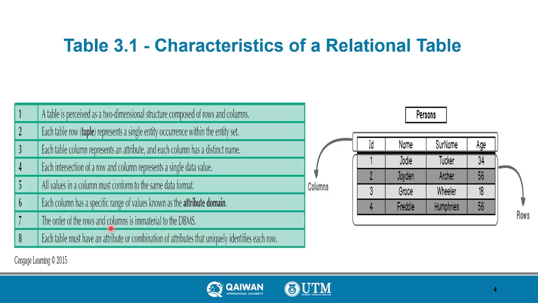And the order of rows and columns is irrelevant to the DBMS. No problem if the ID is in here and age from this side comes in here. No problem. However, we as human beings like to read it first the ID, then the name and the surname and the age and city and zip code and so on. Each table must have an attribute or combination of attributes that uniquely identifies each row, which in this case we have these attributes: ID, name, surname, and age.